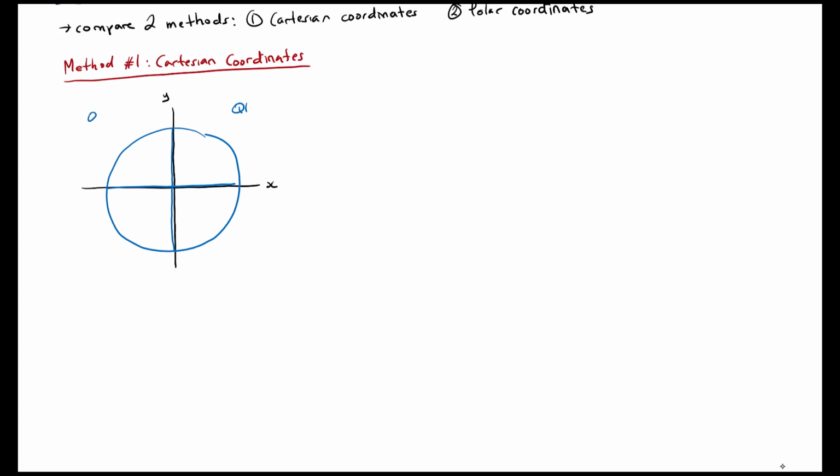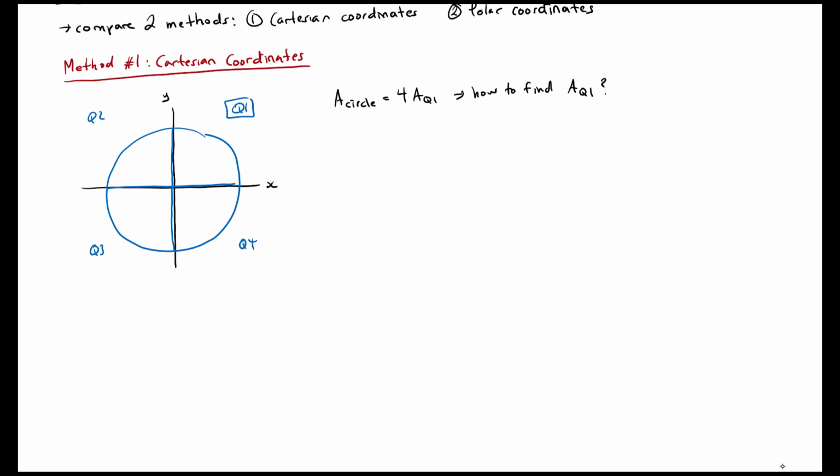We have quadrant 1, 2, 3, and 4. So it makes sense for me to try and figure out the area of quadrant 1 and then multiply it by 4 because of symmetry in order to get the total area of a circle. So I can say the area of a circle is going to be equal to 4 times the area of Q1. So now we just have to figure out how to find the area of Q1.